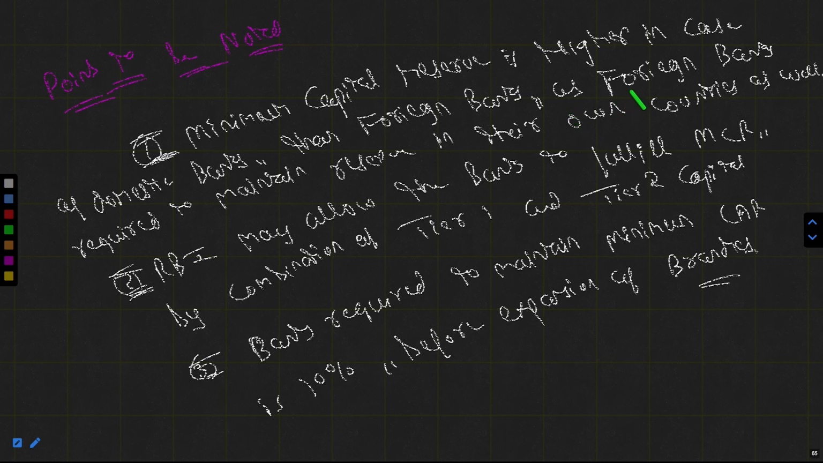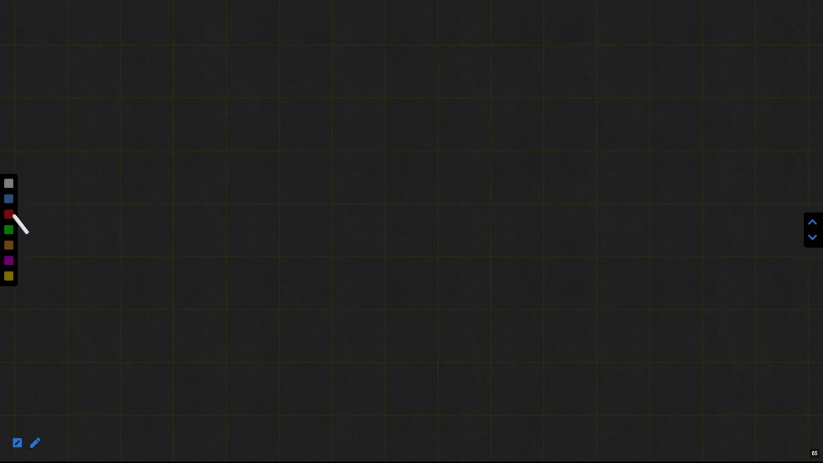That's why we generally give less pressure to foreign banks on maintaining the MCR. Remember this thing. Second is RBI may allow banks to fulfill the MCR by a combination of Tier 1 and Tier 2 capital. Now, most of you are not aware about the Tier 1 and the Tier 2 capitals. Okay, but I had told you what you mean by the capital so many times. So let me give you a definition, then I will explain it.